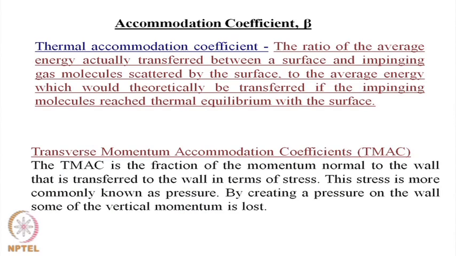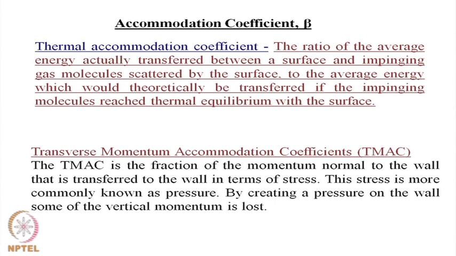But first, let us talk about the accommodation coefficient, which we define as beta, and we are going to talk about two accommodation coefficients, one for momentum and the other for energy. If we think about the thermal accommodation coefficient, the definition is the ratio of the average energy which actually gets transferred between a surface and the impinging gas molecules scattered by the surface, to the average energy which would theoretically be transferred if the impinging molecules reached thermal equilibrium with the surface.